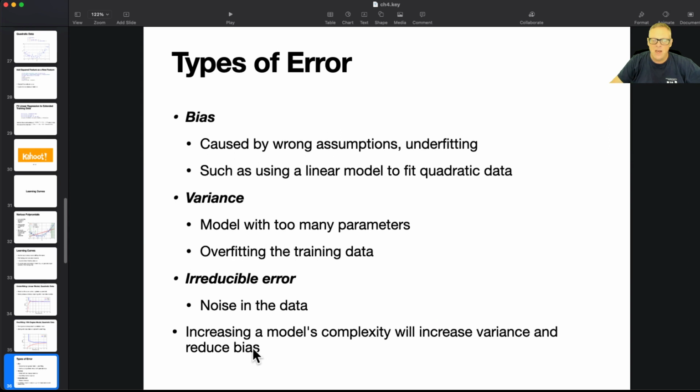So if you increase a model's complexity, then you increase variance and reduce bias. If you have more parameters, then you're more able to fit the actual shape of the data, but you're also at risk to accidentally fit the noise too. All right.